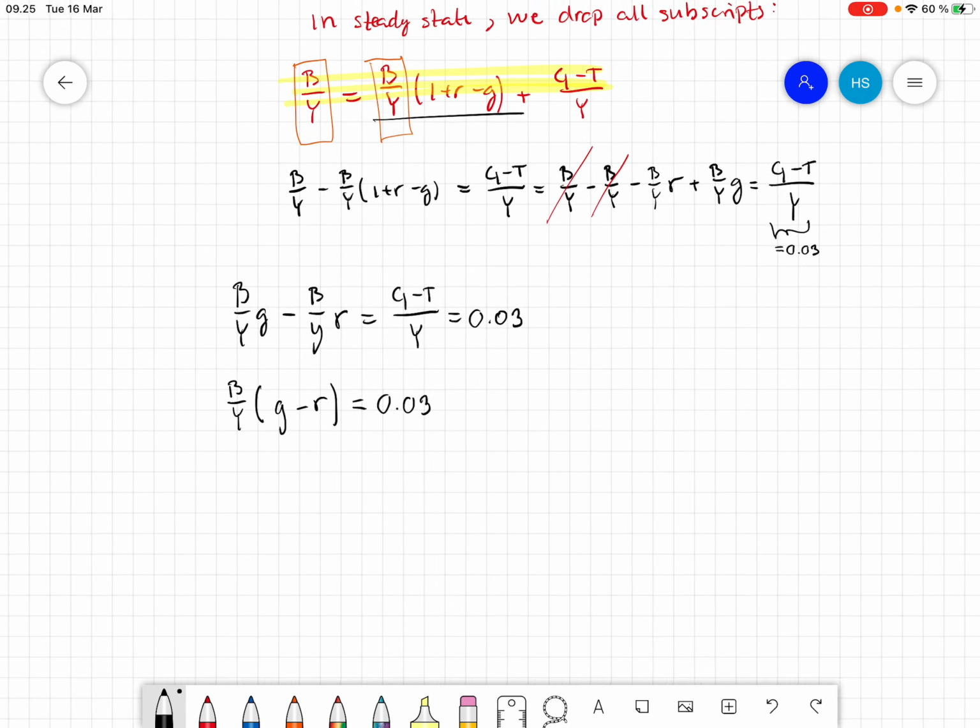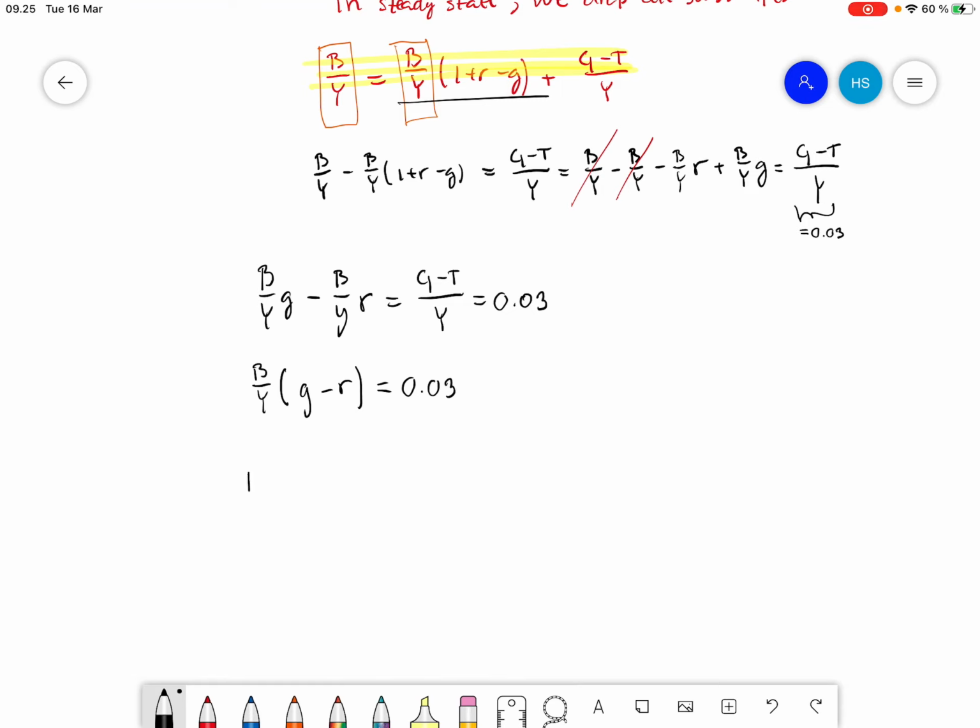So what do we get? If we want to solve for the steady state value of the real debt to GDP ratio, we simply divide by G minus R on both the left hand side and the right hand side. So now we get 0.03 over G, that is the economy's growth rate, 0.06, minus the real interest rate, which is 0.04. This gives us 0.75, which is the same as 75%. So in the long run, its steady state value, the real debt to GDP ratio is only 75%.